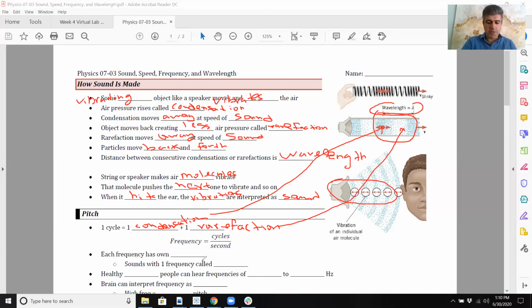Remember, frequency is the number of cycles per second. Each frequency does have its own tone. So that's when you play music, or you're on a piano, that's another good example, they all sound different because of their frequencies, right? So different frequencies can create different sounds. Sounds with one frequency are called a pure tone.